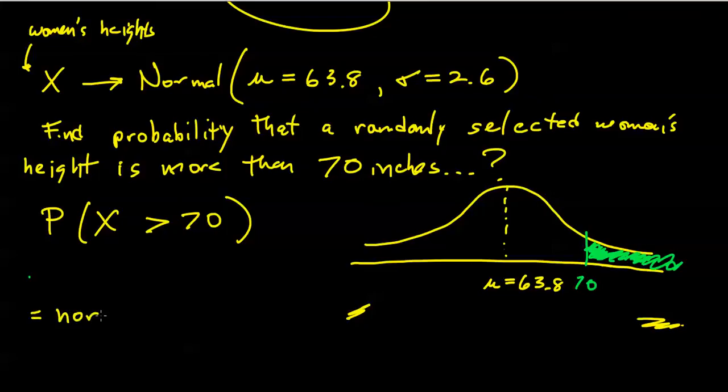I'm going to write out normal CDF. Use your second distribution button at the gold level above the vars button. Second distribution menu. Pick normal CDF. And I want to put a left bound. Well, clearly, my left bound here is going to be 70.